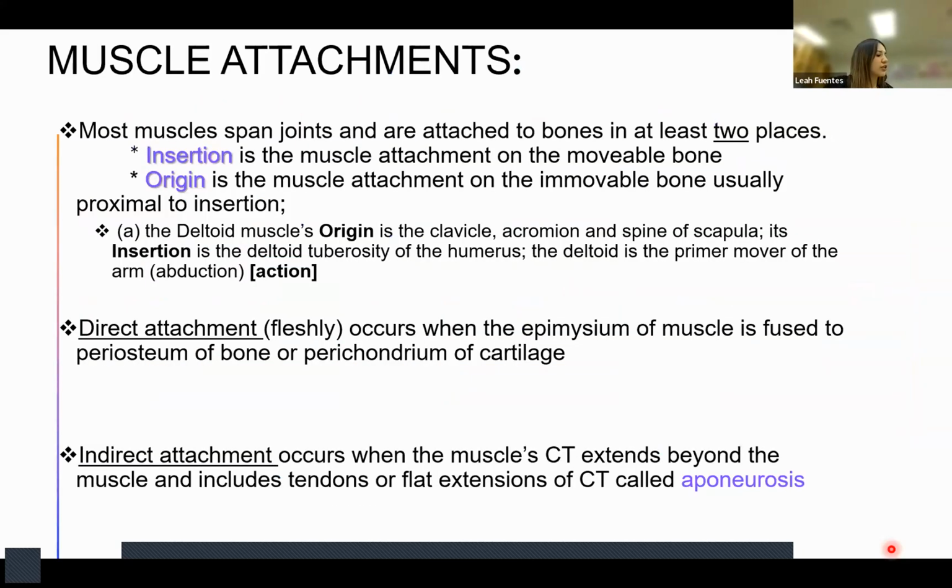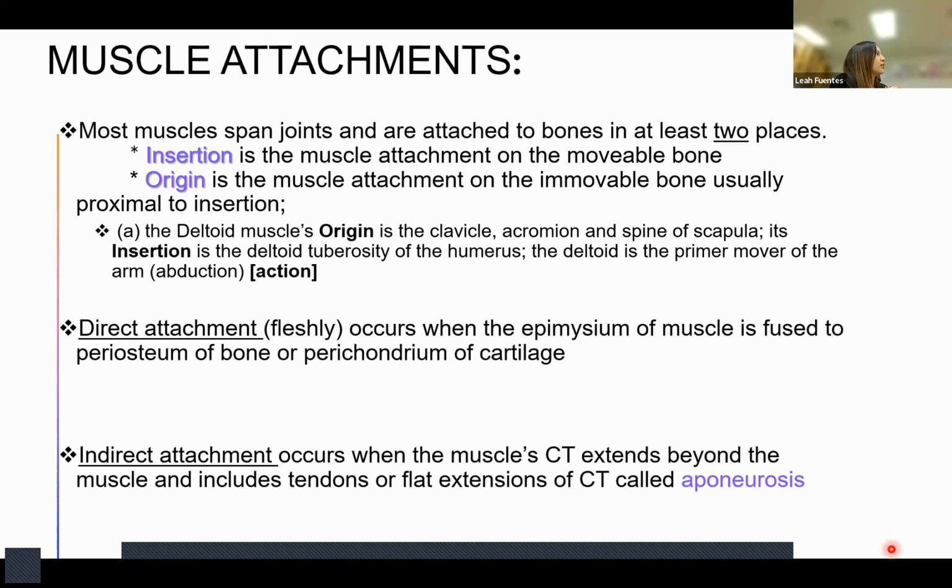And then we start talking about muscle attachments. Most muscles span joints and are attached to bones in at least 2 places. So it has to have an origin and insertion, but there can be a few origins or insertions. Insertion is the muscle attachment on the movable bone, and origin is the muscle attachment on the immovable bone or less movable bone.